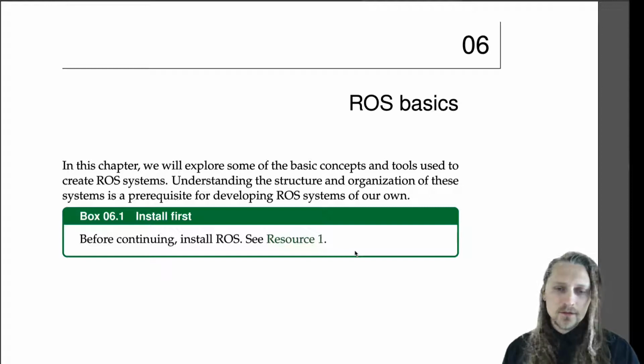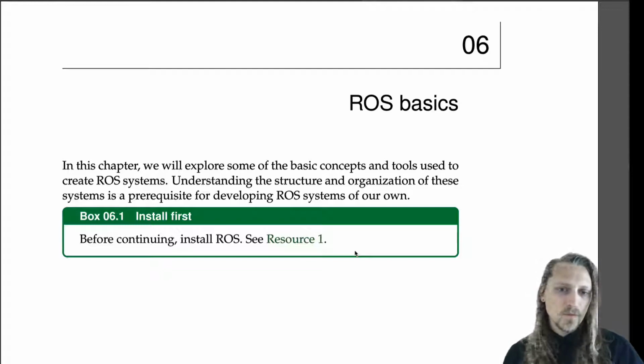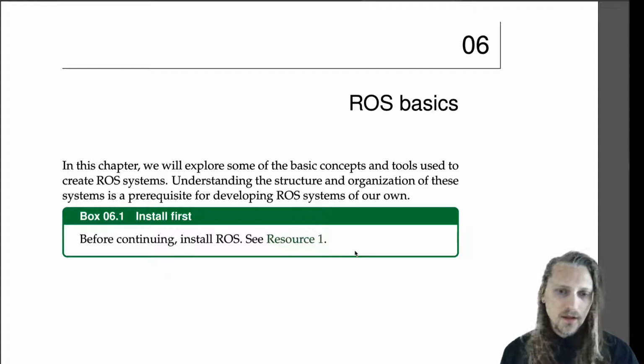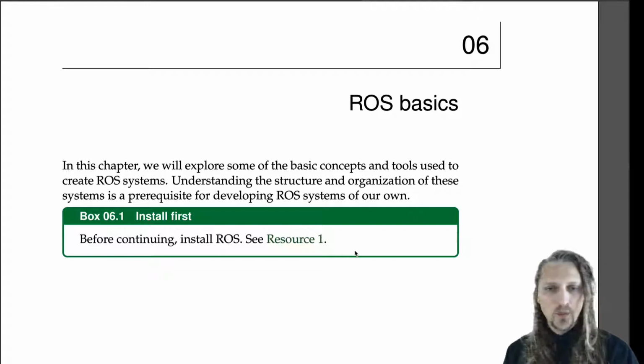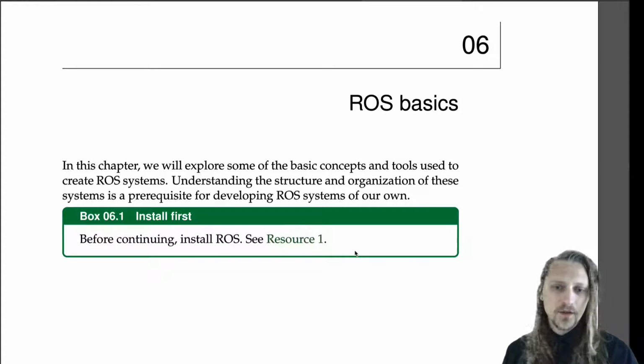Okay, so box 6.1 reminds us that we need to install ROS first. See resource 1, which is at the end of chapter 5. So go ahead and go back and check out resource 1. Make sure your installation is working with ROS Melodic, Ubuntu 18, etc. So make sure you follow that so that things will work in the preceding lectures.